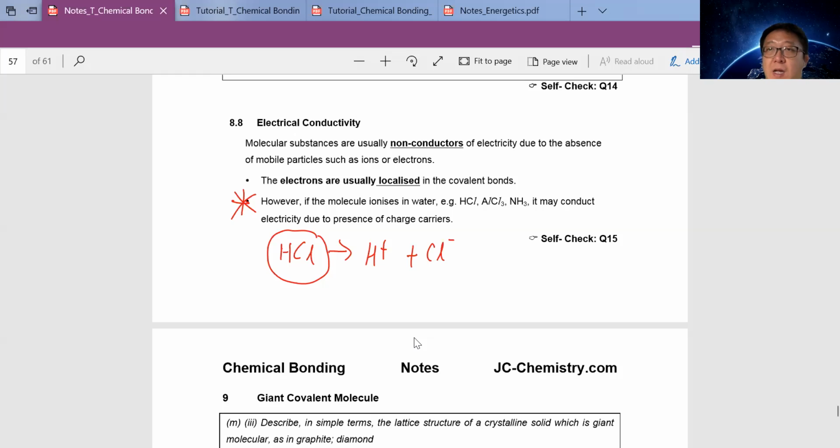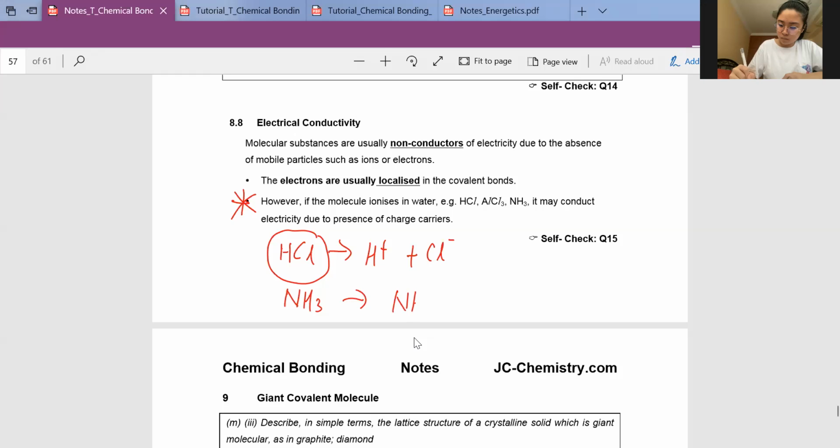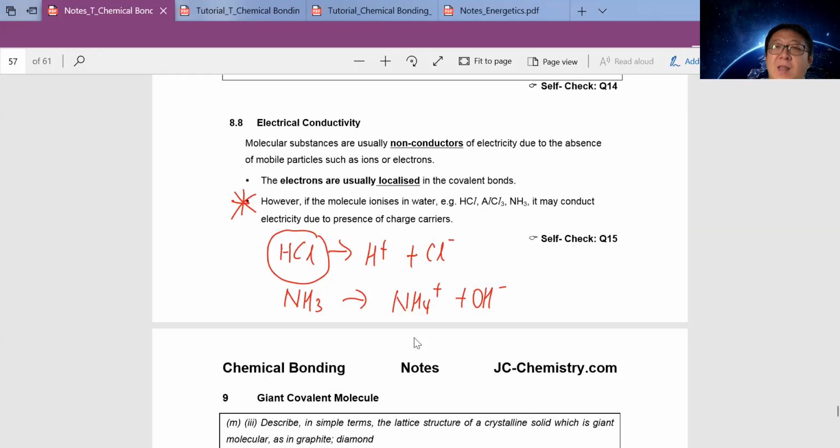Also, you must understand, even though it ionizes in water, it is still a covalent compound. So if you draw a dot and cross diagram, it should be a dot and cross diagram of a covalent compound, not ionic. Similarly for ammonia, I think you all know what I'm talking about, right? Ammonia, same thing, inside water gives NH4+ and then OH-. I understand why people keep thinking they are ionic because of these two reactions.